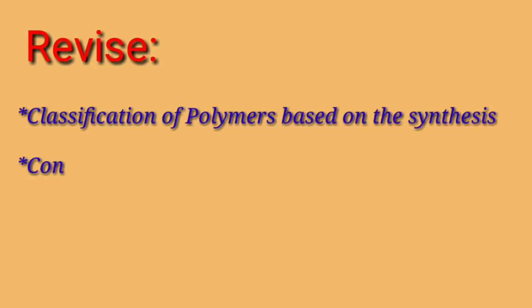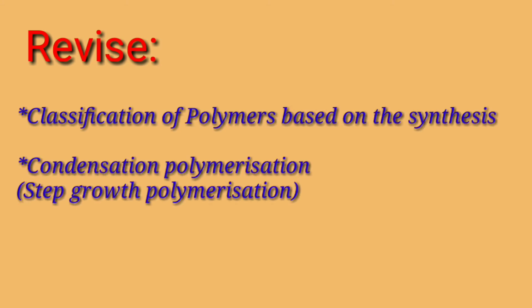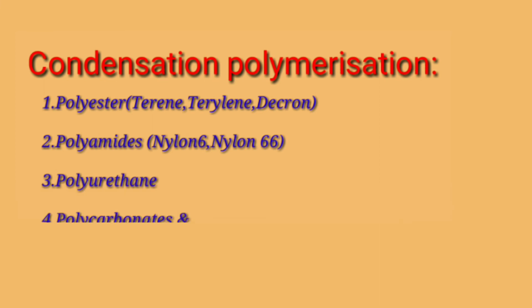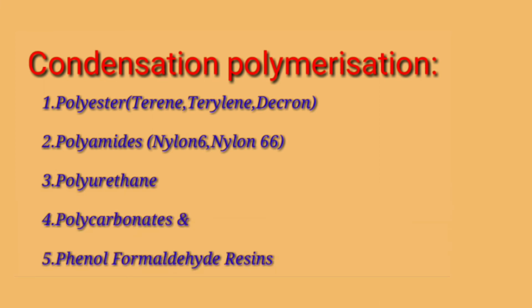So students, in our today's lecture, we have discussed classification of polymers based on synthesis. In that, condensation polymerization, which is also called as step growth polymerization, included 5 different categories. First one was polyester, second one was polyamide, third one was polyurethane, fourth was polycarbonates, and fifth was phenol formaldehyde resin.